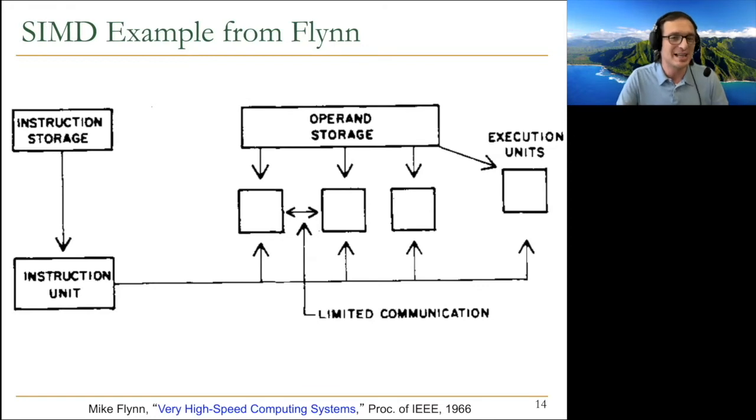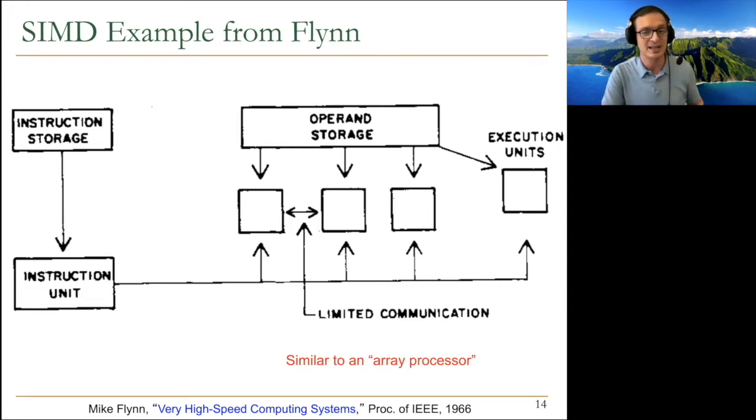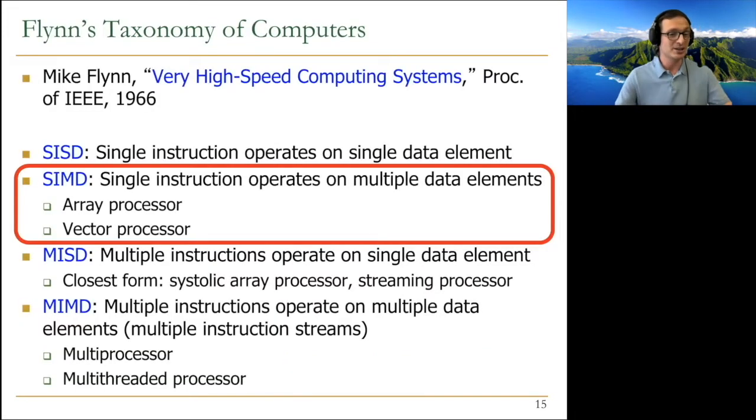SIMD example looks like this from Flynn. Basically, you have a single instruction unit, and that single instruction unit supplies one single instruction to many execution units, which fetch from different operands. Essentially, here in this example, you have 4 execution units performing the same instruction on different data elements. And that's essentially what we're going to see. This is similar to an array processor, as we will see. Okay, so we're going to cover SIMD in this lecture, and we're going to go a lot into it, so hopefully it'll be a lot of fun.